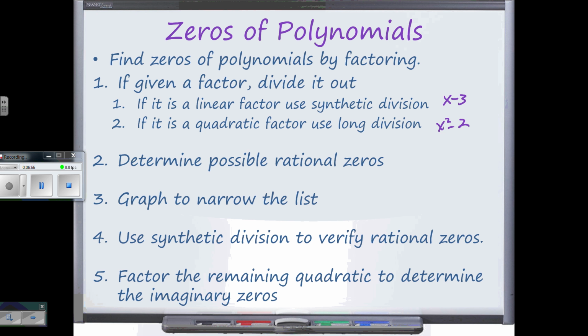Determine possible rational zeros by graphing. We determine the possibles, the trailing coefficient over the leading coefficient. Graph to narrow the list, use your synthetic division, and then factor your remaining quadratic.